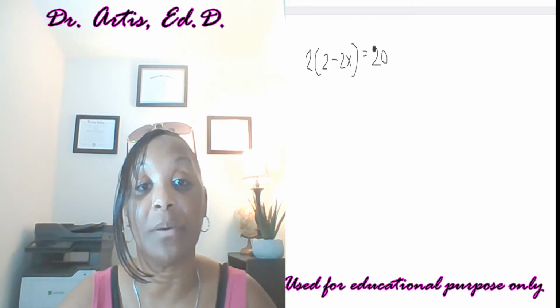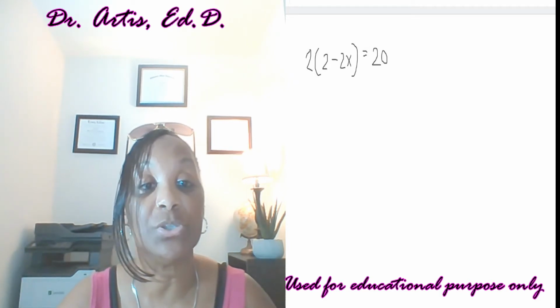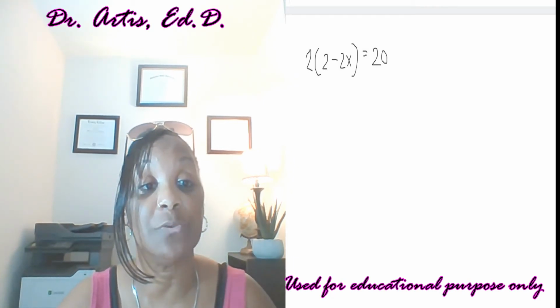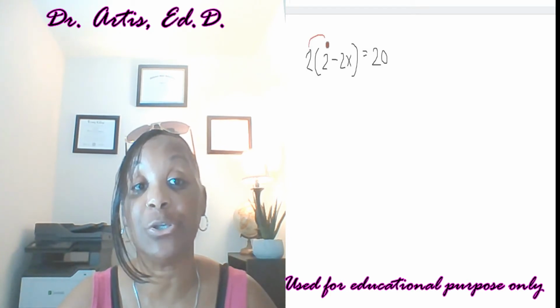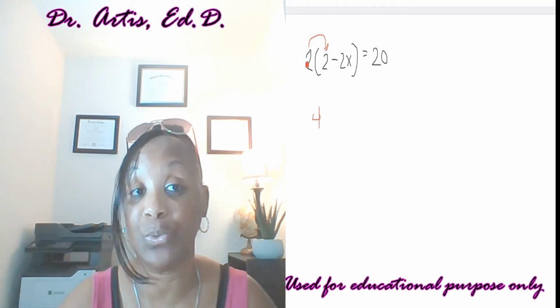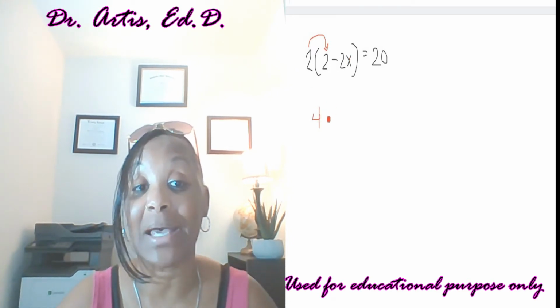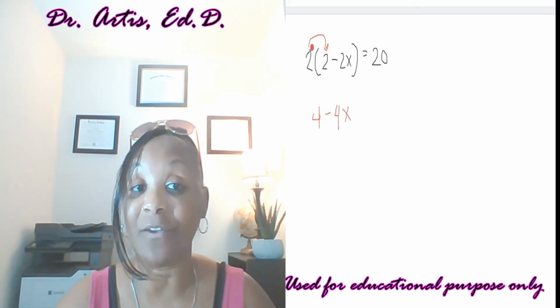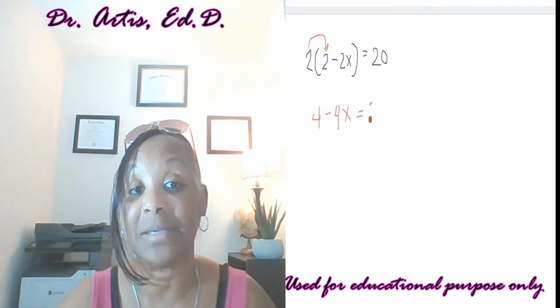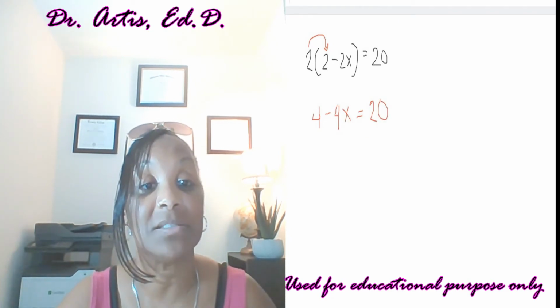So to solve this problem, the first thing you need to do is use the distributive property to get rid of your parentheses. So that's what we're going to do first. We have 2 times 2, which will give us 4. And then 2 times a negative 2x will give us a negative 4x, because a positive and a negative gives us a negative 4x. We have gotten rid of our parentheses. We can now bring down our equal sign and 20. And now we are going to solve for x.